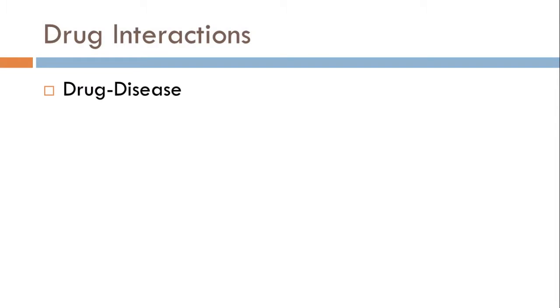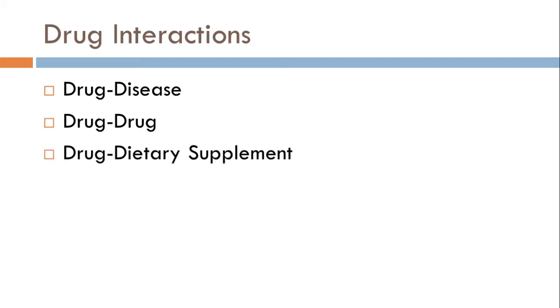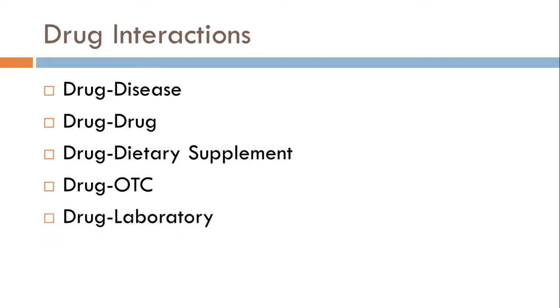We'll start out with just mentioning the different types of drug interactions that there are. And these are a drug-disease interaction, a drug-drug interaction, a drug-dietary supplement interaction, a drug-over-the-counter interaction, a drug-laboratory interaction, and also a drug-nutrient interaction. So you can see there's several different types of drug interactions. It isn't always drug-drug, which is the one we usually think of.